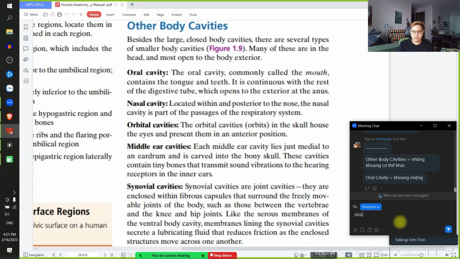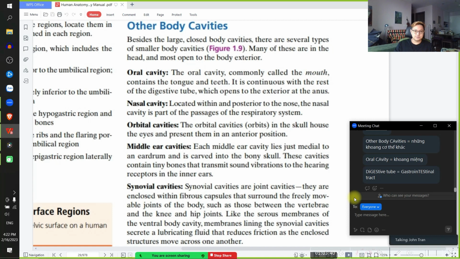So digestive tube. We can also call it GI tract, gastrointestinal tract. Ống tiêu hóa hay còn gọi là GI tract, gastrointestinal tract. Nó tiếp diễn với cái phần còn lại của cái ống tiêu hóa mà nó mở ra cái phần bên ngoài ở cái chỗ mà hậu môn.